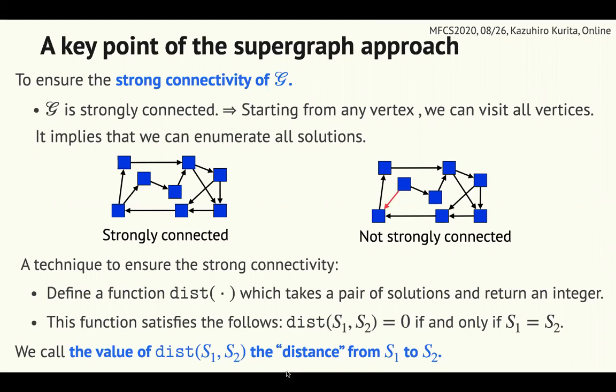To prove the strong connectivity, we use a distance function. The function takes a pair of solutions and returns an integer. Moreover, this function satisfies the following. dist(S1, S2) is equal to 0 if and only if S1 equals S2. We call the value of dist(S1, S2) the distance from S1 to S2. We consider how to prove the strong connectivity using this function.